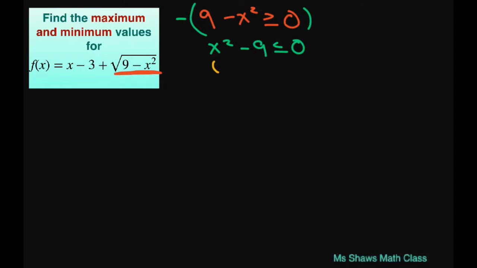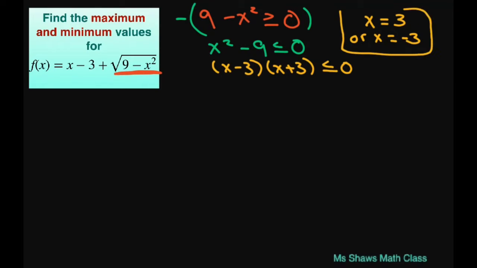That means that we have x minus 3 times x plus 3 has to be less than or equal to 0. That means your values are going to be x equals 3 or x equals negative 3. So we're going to look at that for our interval. Our interval needs to be restricted from negative 3 to 3. These are your endpoints because of this radical sign.